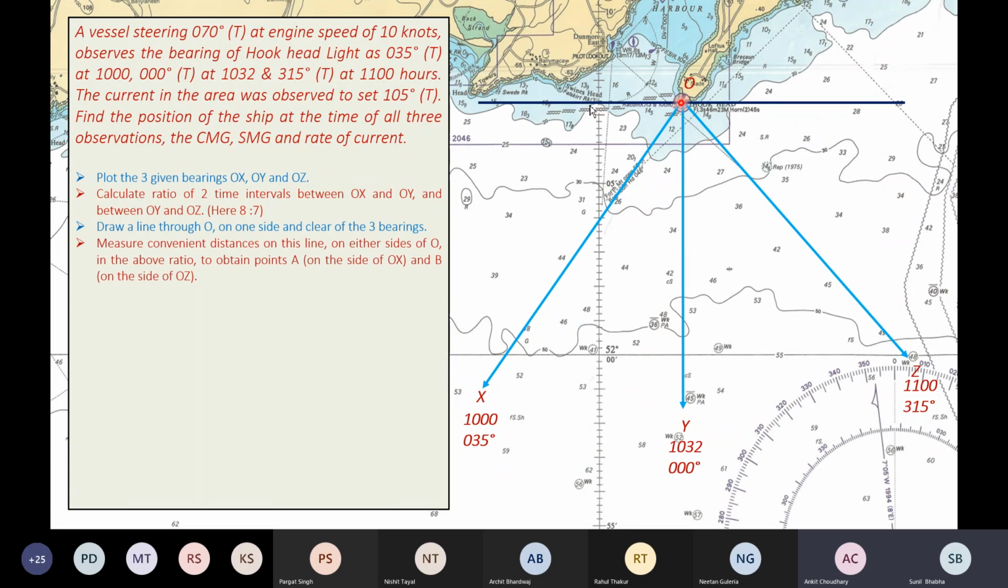So beta, any doubt up to here in the plotting? So the line which we'll draw will be perpendicular to the middle bearing? You can draw it perpendicular to the middle bearing also. In fact, many of the books recommend that it should be perpendicular to the middle bearing. But even if it is not perpendicular, it will still do the job. You can still get your correct answer, even if it is not perpendicular. The important thing is that it should be clear of the three bearings, and all the three bearings should lie on one side of it. Okay, sir.